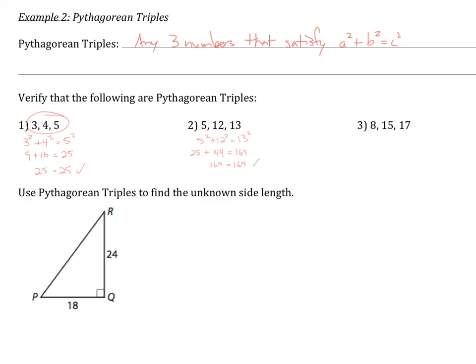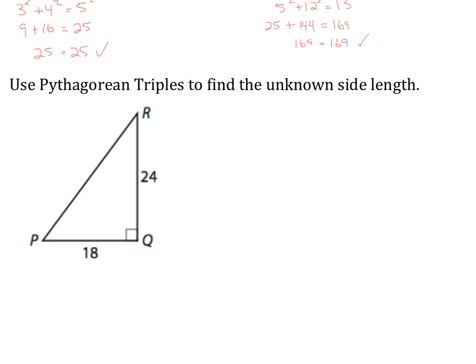So for example, the one example down below, use Pythagorean triples to find the unknown side length. If you notice, both of these numbers here are divisible by 6. And so if you divide both of them by the same thing, by 6, you get 3 and 4, which means that this would be a Pythagorean triple. 3 and 4 means that my hypotenuse has to be 5. But since they were all a multiple of 6, we're going to multiply this by 6, and that will give us 30.